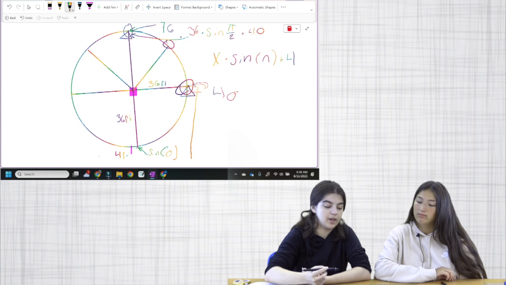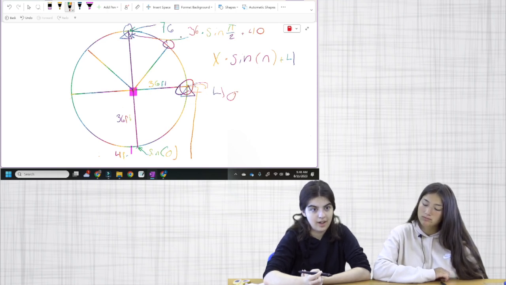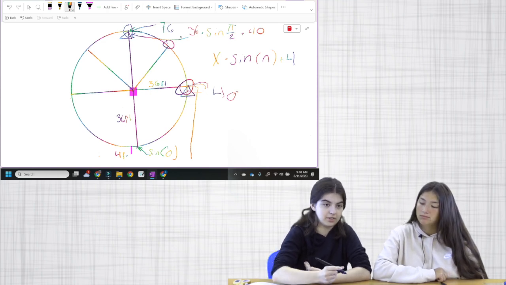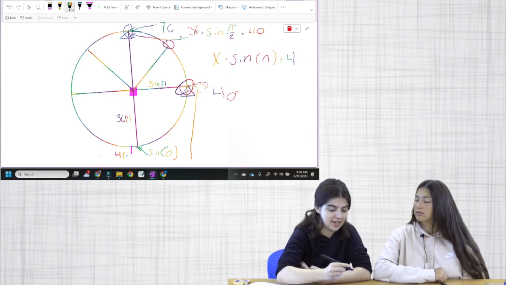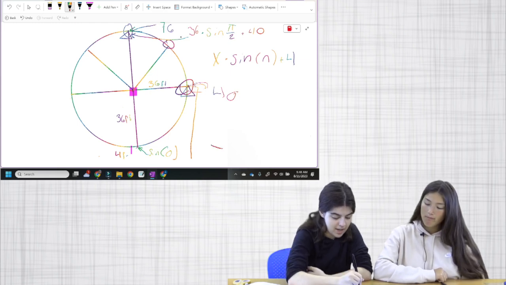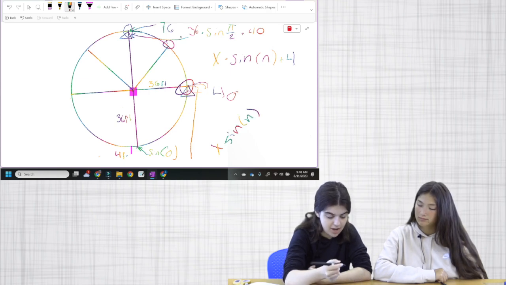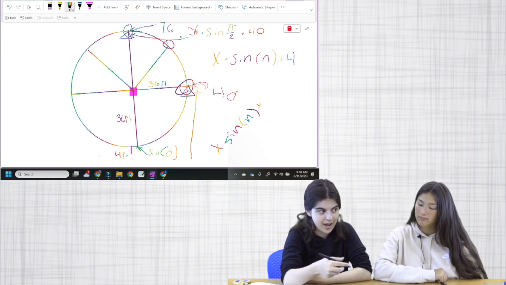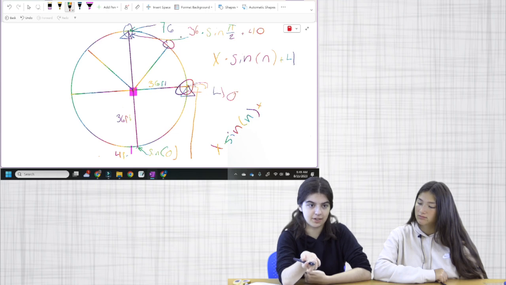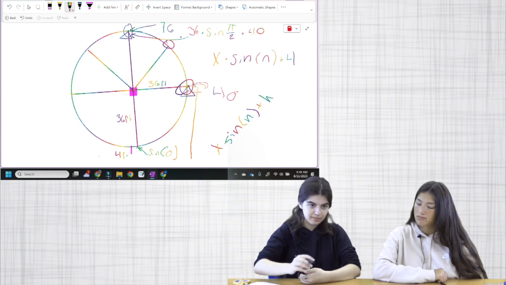So, if we were to apply this to any circle that's moving up or down, it would be x for the radius times sine of n for the radian measure plus the height to the center of the circle. So I'll do h. Okay.